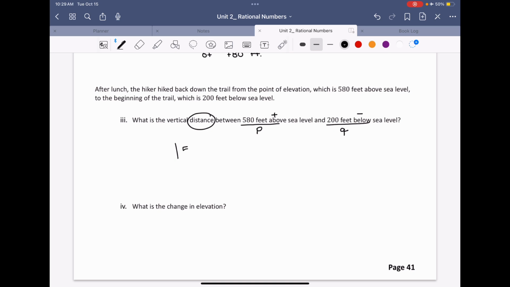So 580 minus negative 200, because it's 200 feet below. I'm going to leave change. 580 plus a positive 200. So when I add these, I'm going to get 780. I'm finding the absolute value. So 780 was the distance. So the change in elevation again was still 780 feet.